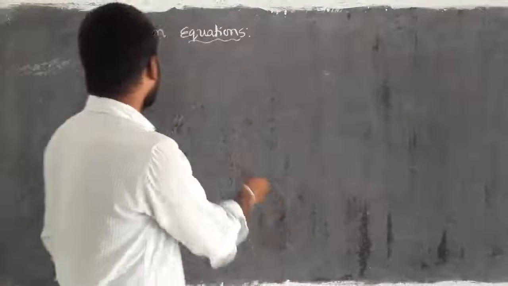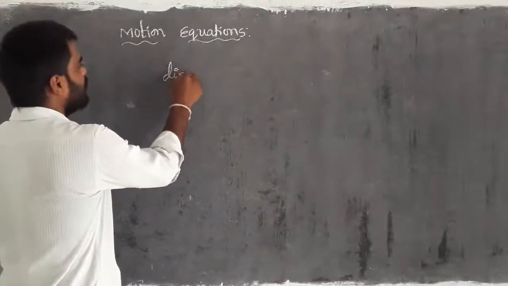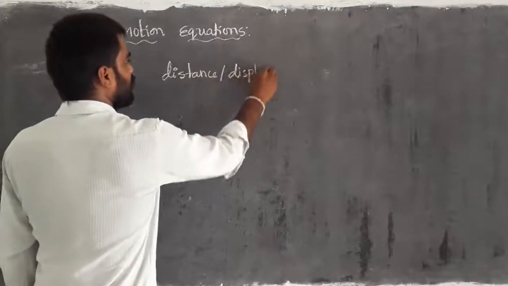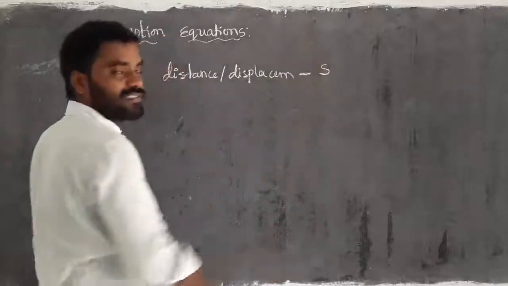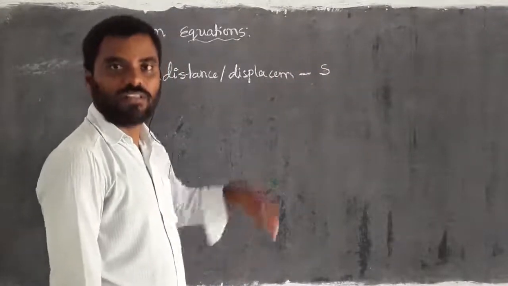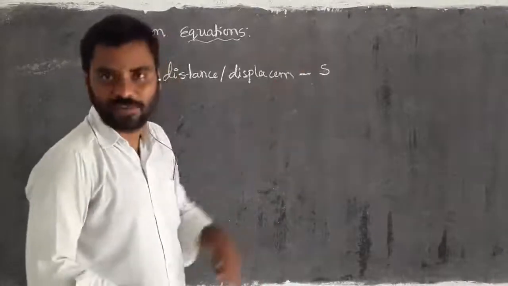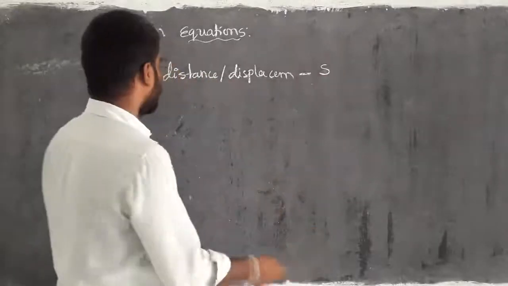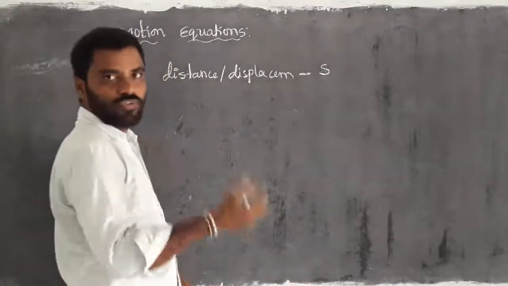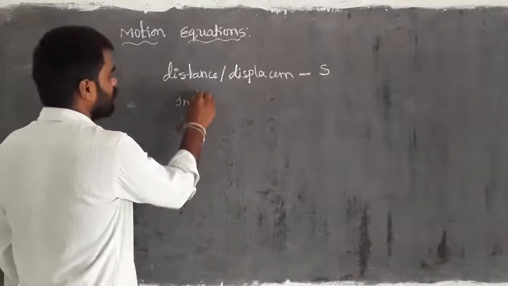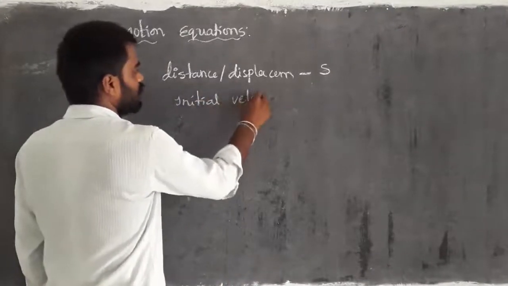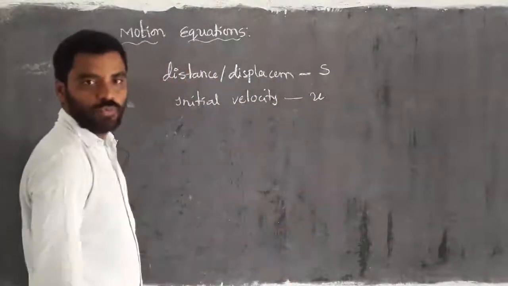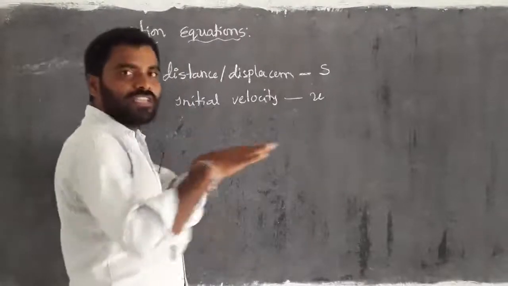Right? Here the first thing is distance or displacement. Already we discussed this. Distance or displacement, we simply represent with S. Already in the initial condition we discussed the principle of speed is equal to distance by time. So the notation of displacement or distance is S, and after that, at the start of the moving object we have initial velocity. Initial velocity or initial speed, we simply represent with U.